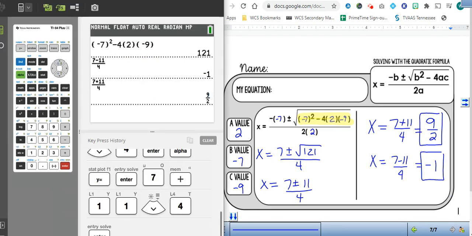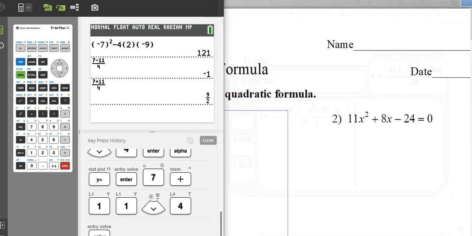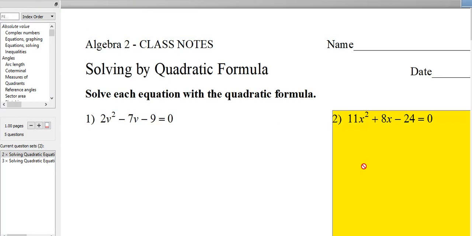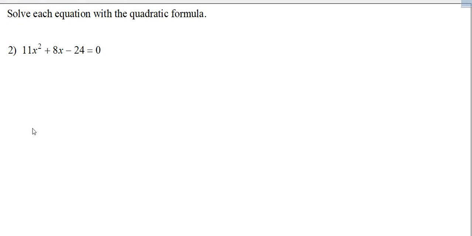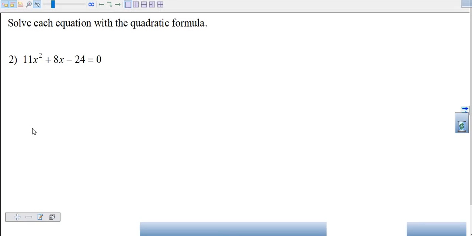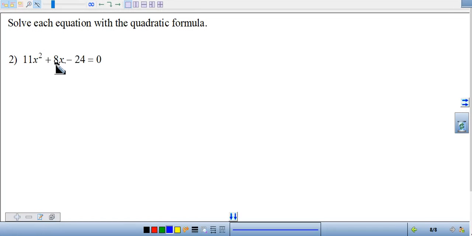Now, I'm going to go ahead and close down the template, and I'm going to focus just on the problems, and we'll work it out. But we're going to use the same method. We're going to start off by making sure our problem is set up with a term, a b term, and a c term in the correct order, set equal to 0. We're going to identify our a term. In this case, it's 11. Our b term, which is +8, and our c, which is -24.